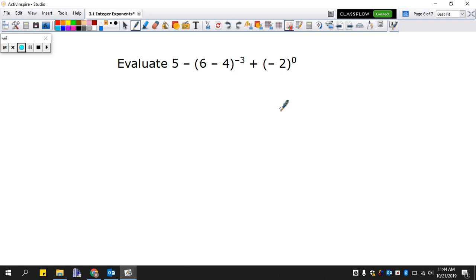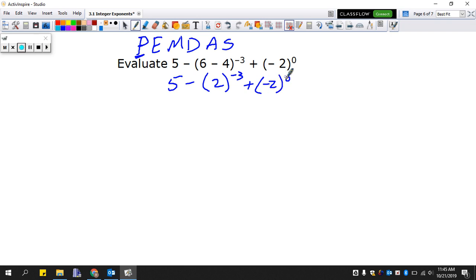All right, so where this comes into play sometimes is if we're simplifying expressions. And just remember to follow the order of operations. Please excuse my dear Aunt Sally. Okay, so we're going to do what's in parentheses first. So this turns into 5 minus, parentheses, 6 minus 4 is 2 to the negative 3, plus negative 2 to the 0. All right. Then second, we're going to do the exponents.